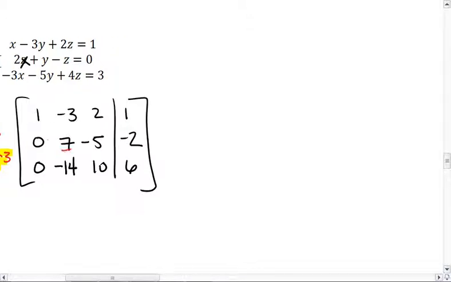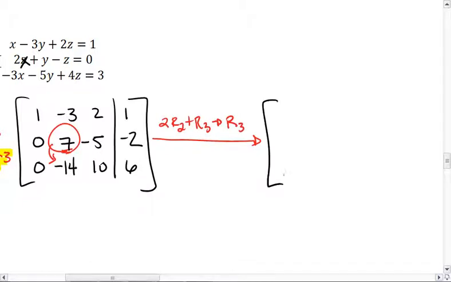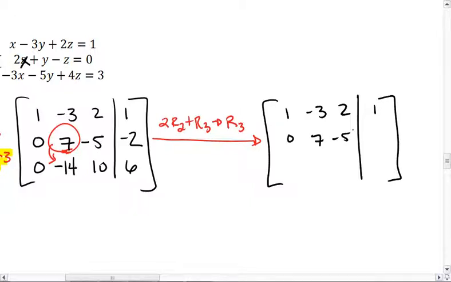Now I notice that this 7 is going to be pretty easy to use to get rid of this 14. I'm going to do that by taking 2 times row 2 and adding it to row 3. This will become my new row 3. So we're leaving row 1 alone. We're leaving row 2 alone. And we're messing with row 3.